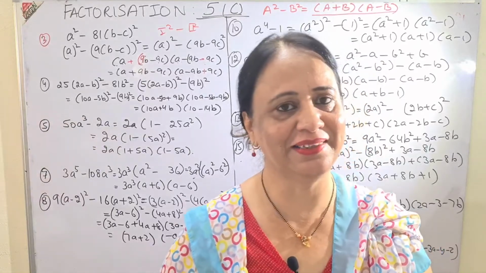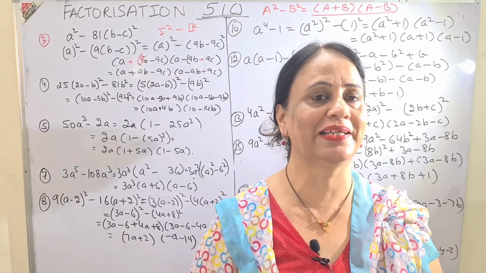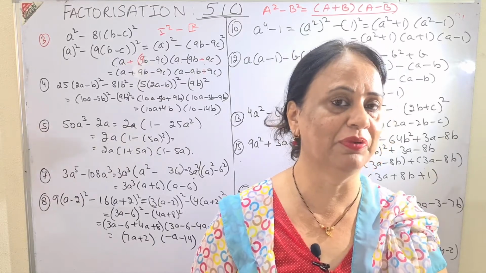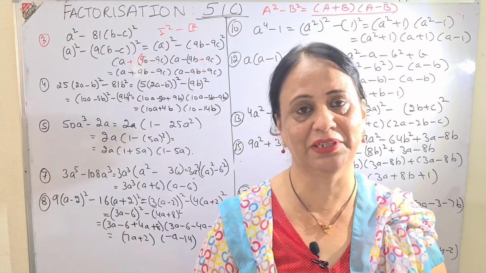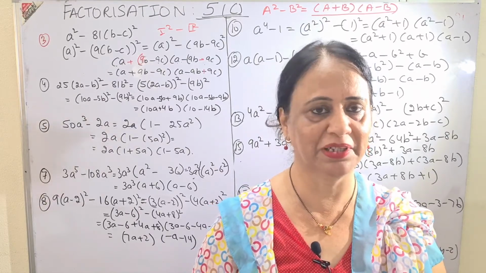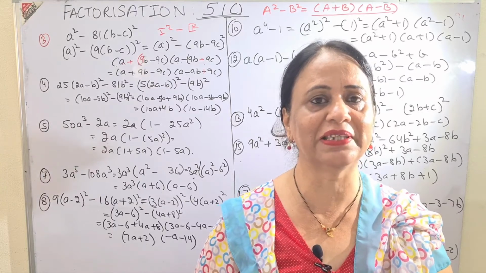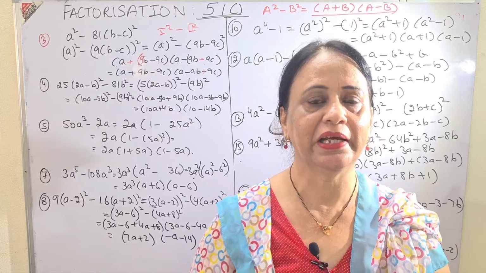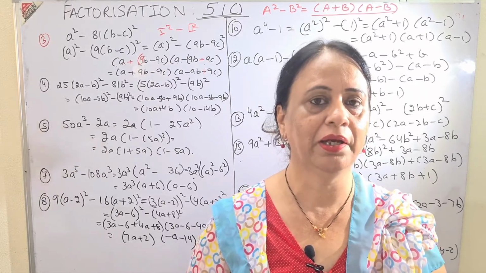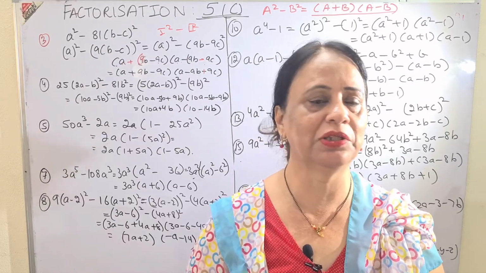So here I am again, children, with my next video on factorization on exercise 5C. Children, you have done this formula before and you are very familiar with it since 6th standard. Let me explain once again that the formula on which this exercise is based is a square minus b square, which is equal to a plus b bracket a minus b bracket.